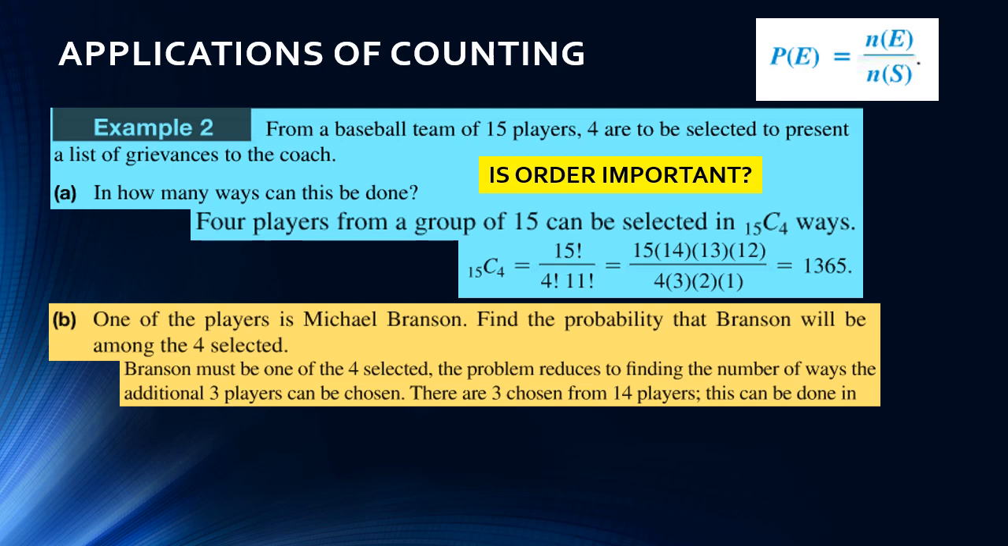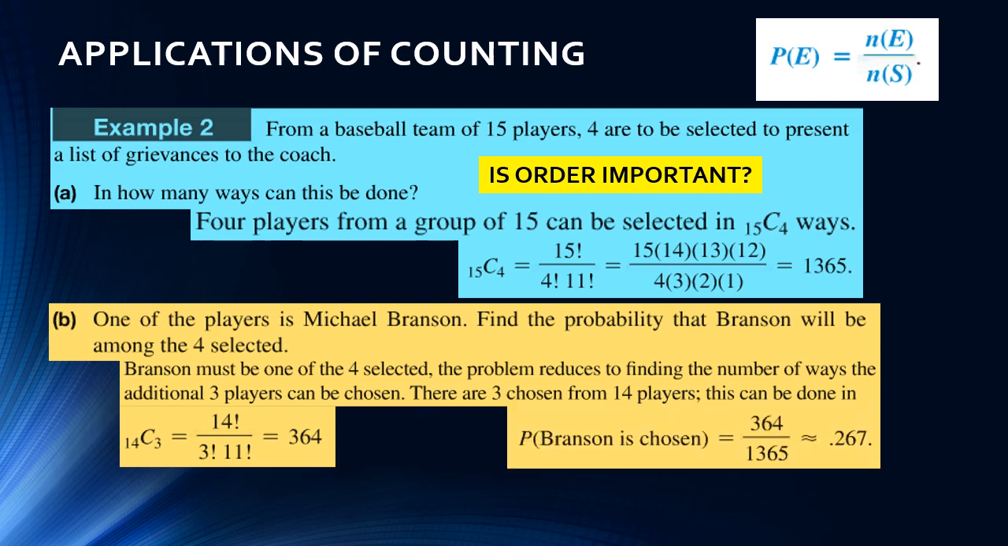Since Branson must be one of the 4 selected, the problem reduces to finding the number of ways the additional 3 players can be chosen. There are 3 chosen from 14 players, and this can be done as the combination of 14 things taken 3 at a time. So the probability Branson is chosen is 364 divided by 1365, which is approximately 0.267.